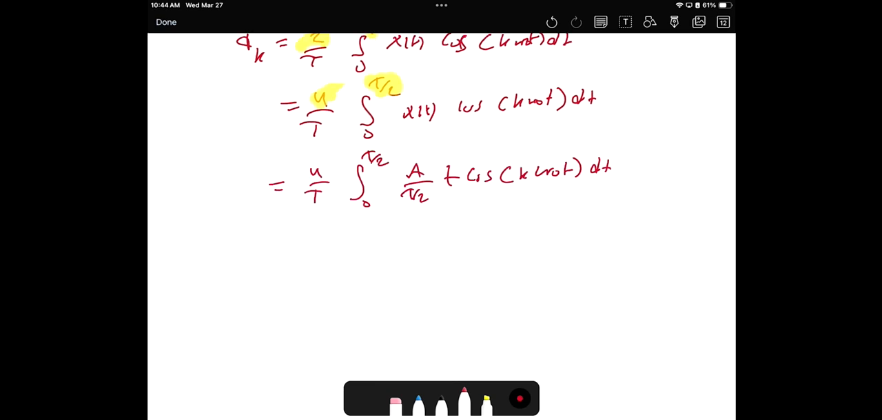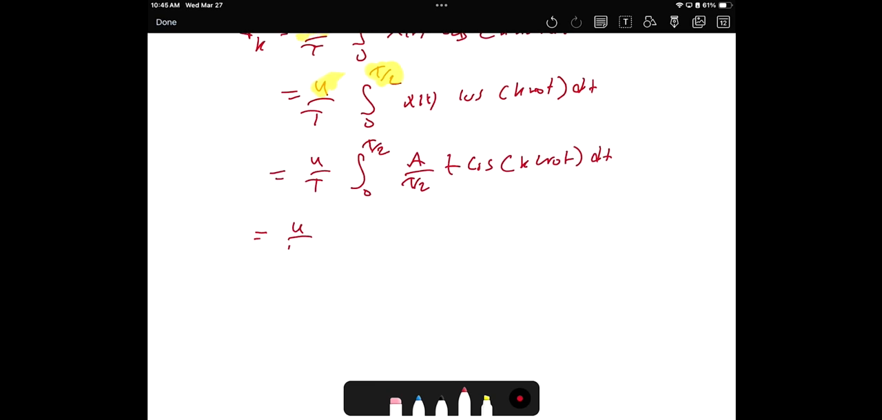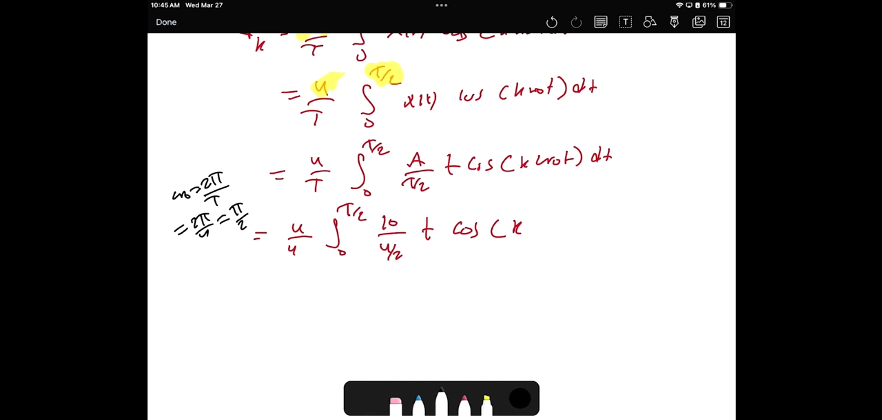So this yields, substituting the values, 4 over 4 times the integral from 0 up to t over 2. A is actually 10 divided by t over 2, and t is 4 over 2. Then times t cosine k omega naught, where omega naught equals 2 pi over t, which is 2 pi over 4, so it will be pi over 2. Then it will be cosine k pi over 2 times t dt.